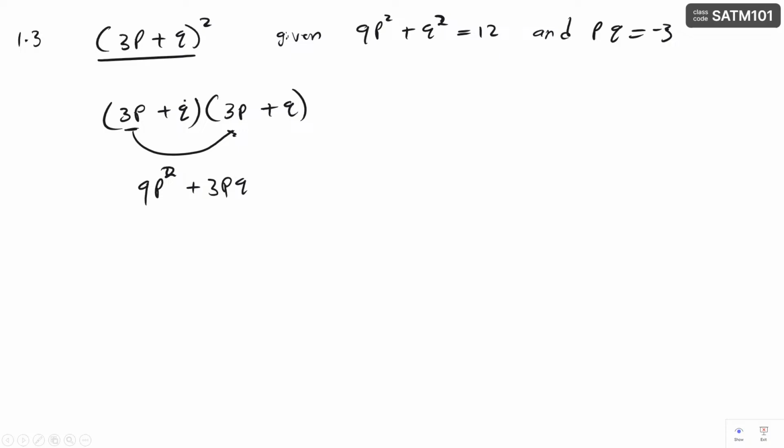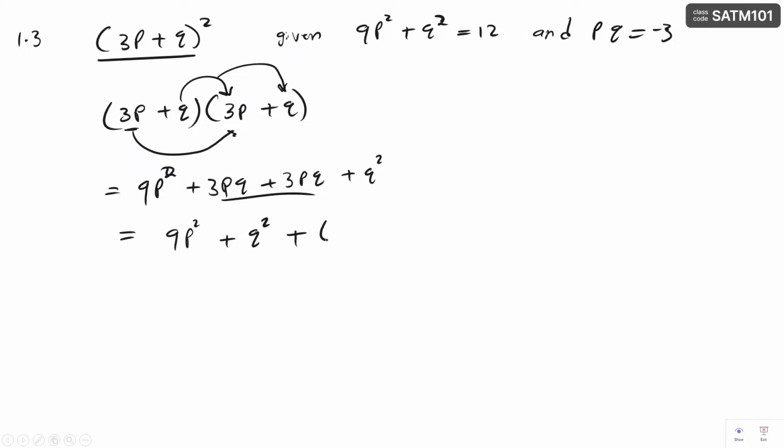Now let's come to q. We have to take q and multiply everything in the second bracket. So q times this is going to be plus 3pq. Then q again times the other one is going to be plus q squared. If we simplify by adding the like terms, it's going to be 9p squared plus q squared, and then these two are going to give us 6pq.